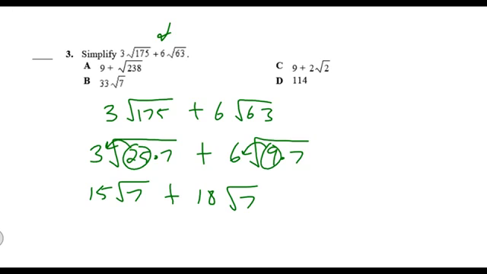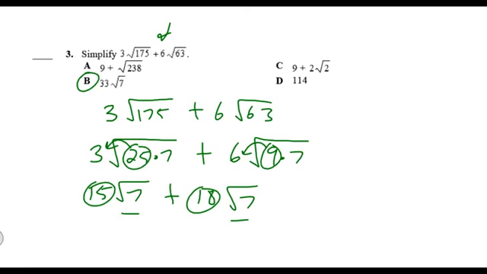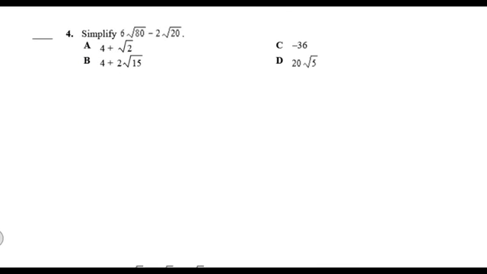And then last thing here, we've got like terms, right? Root 7, root 7. I'm just going to add up 15 and 18, so we get B. Oh, that's not right.